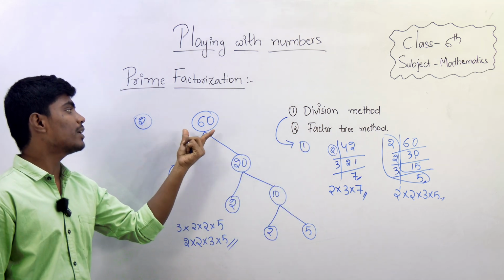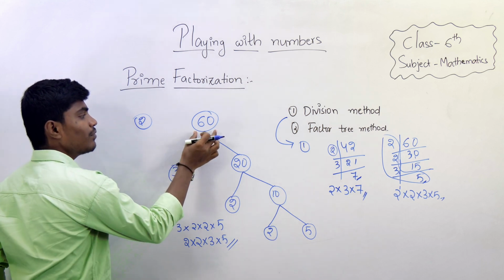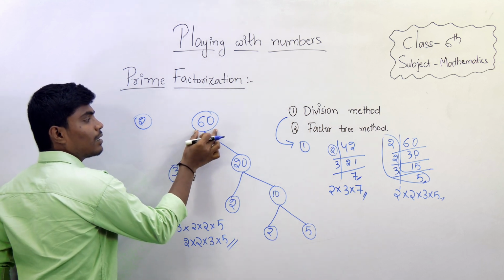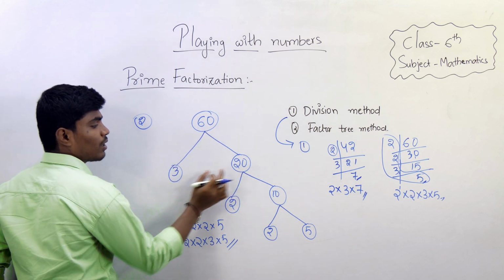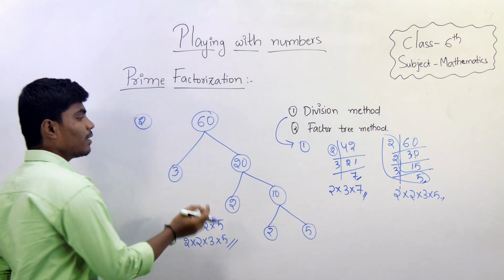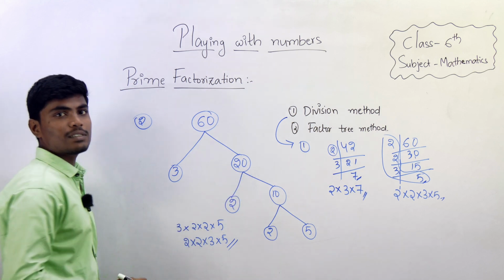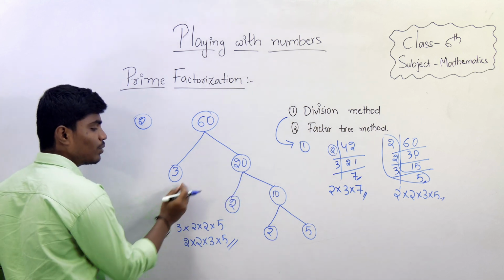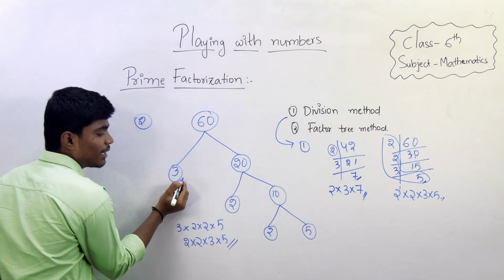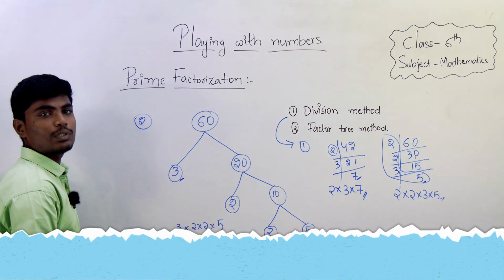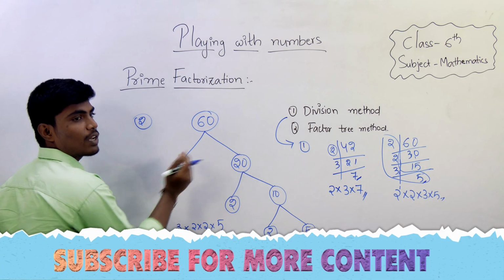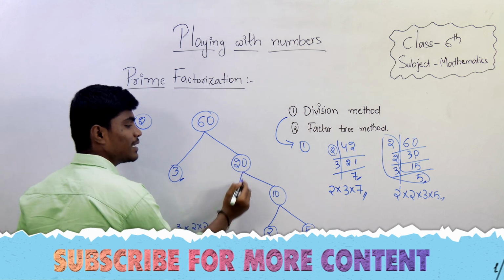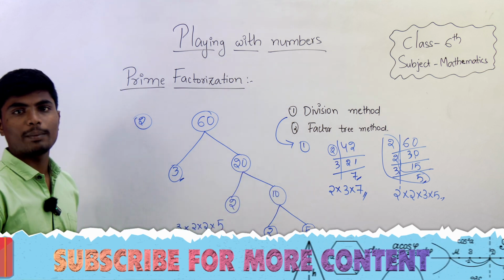Have you understood what the factor tree method is? First, we express a number as the product of two numbers, and if a number is composite, we continue the tree. If we get a prime number, on that side we stop, and if one side is a composite number, we express it as the product of two numbers.